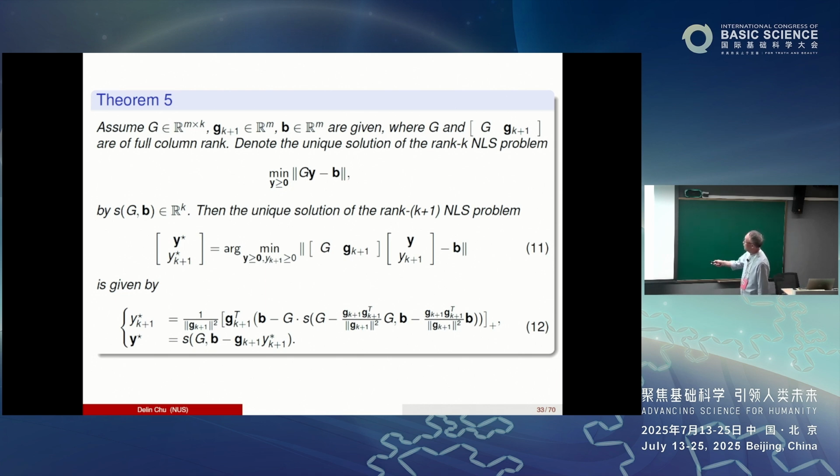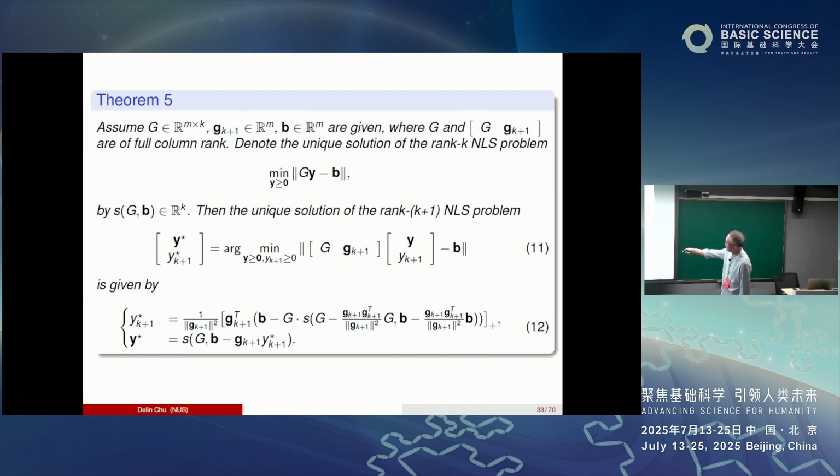Now we can show this reduction property. Suppose we have an m by k matrix G, and two vectors g_{k+1} and b both in R^m. Now we suppose these matrices are of full column rank. Also, we denote the unique solution of the rank k minimization problem by this notation S(G,b). Now we consider this rank k plus 1 non-negative least square problem. Then we have this formula.